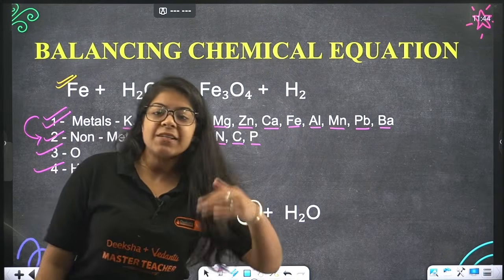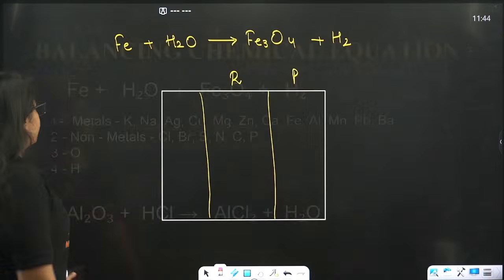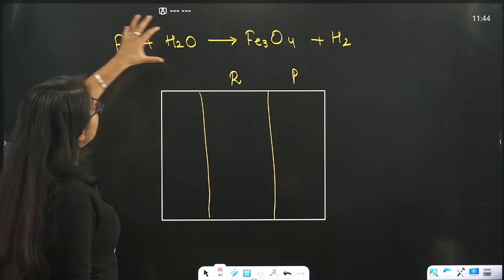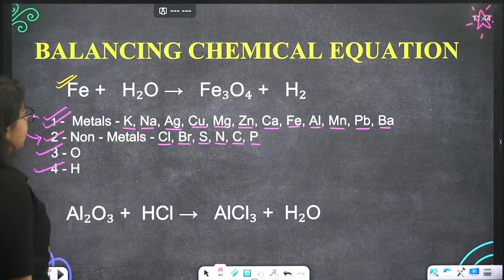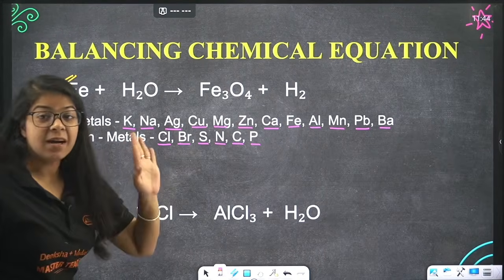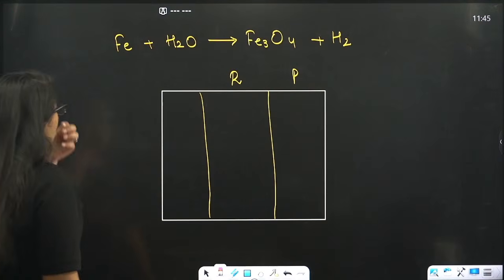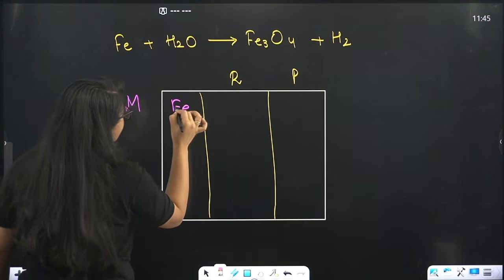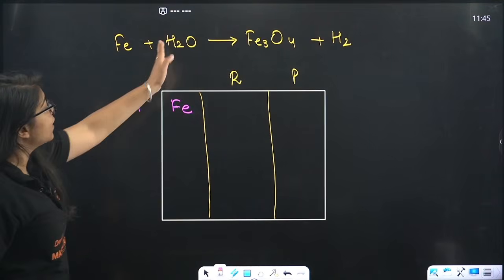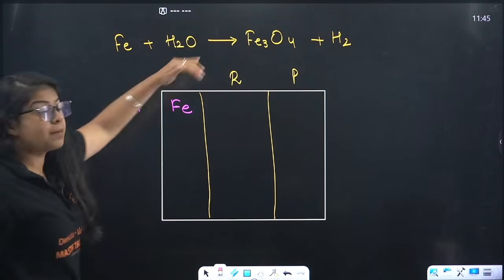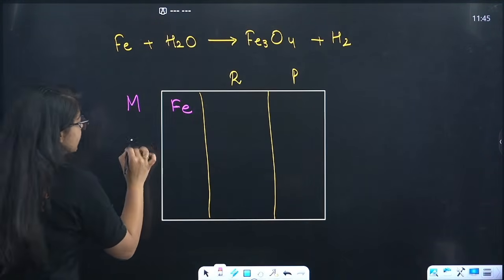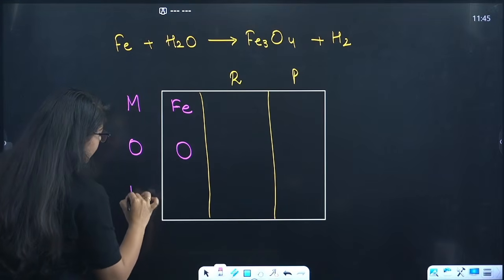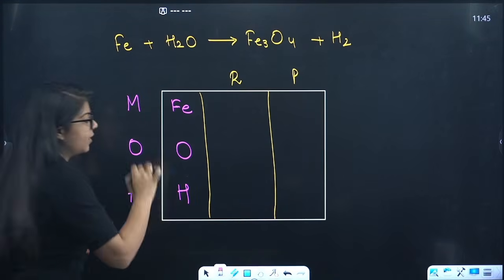Okay, done. Let's try to do it. How will we do it? See, now beta, out of these, which one is the metal? Ma'am, iron is the metal, right? So on the first, I will write iron here. Then we don't have any non-metal, so we'll simply jump on to oxygen. So I'll write oxygen here. Then hydrogen, I will write hydrogen here.